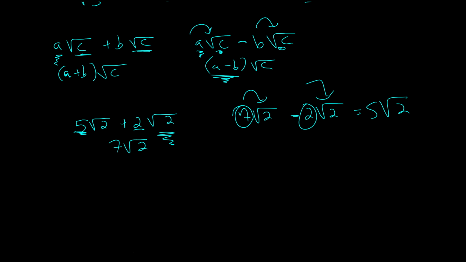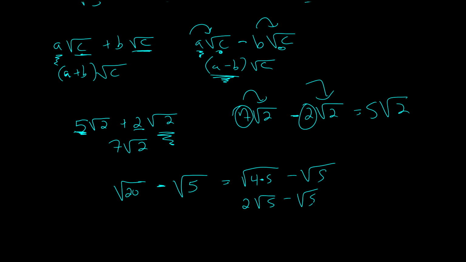And so a neat thing that can happen is we can blend these rules together. So I can have the square root of 20 minus the square root of 5. Now 20 is equal to 4 times 5. And so that's 2 square roots of 5 minus a square root of 5, or 1 square root of 5.